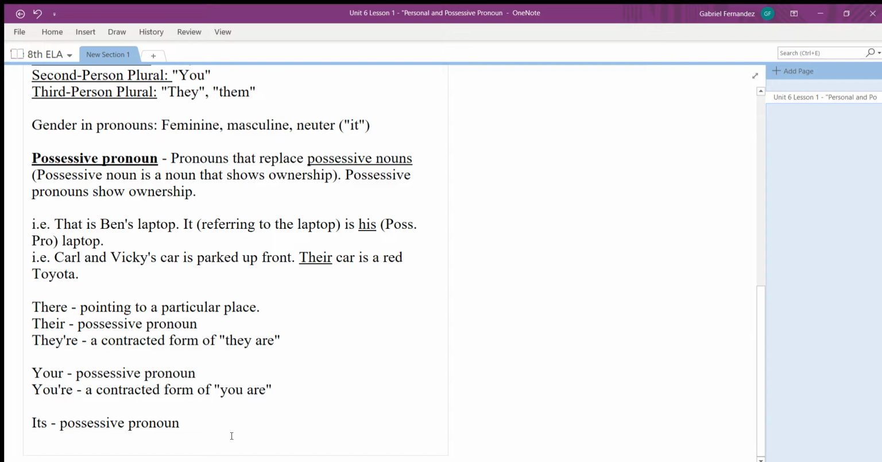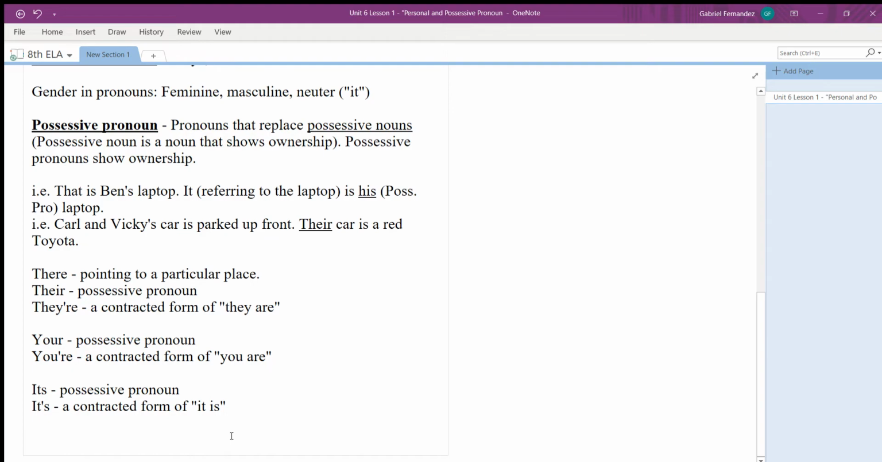Okay. Another one. It's possessive pronoun. The dog lost its collar. Its belongs to the dog. We wouldn't say it's like this, which is a contracted form of, anyone? Anyone? No hands up. A contracted form of it is. Okay? So these are the most common misconceptions when it comes to possessive pronouns.